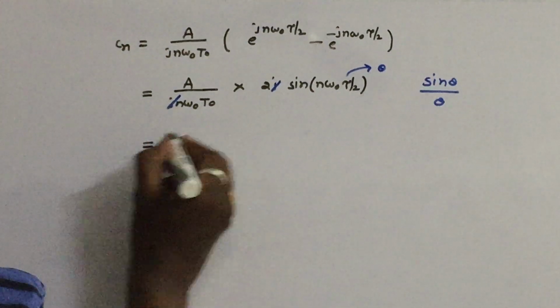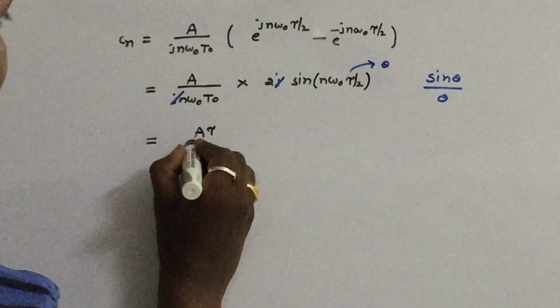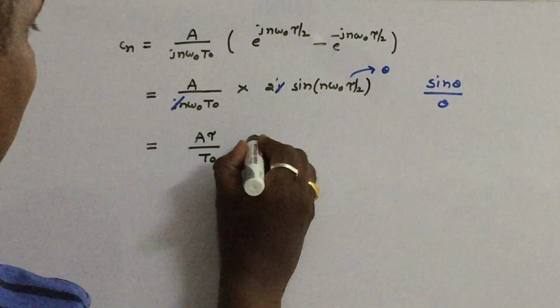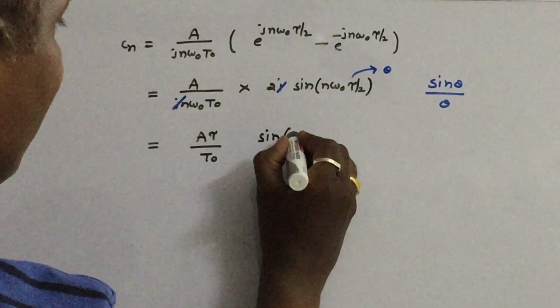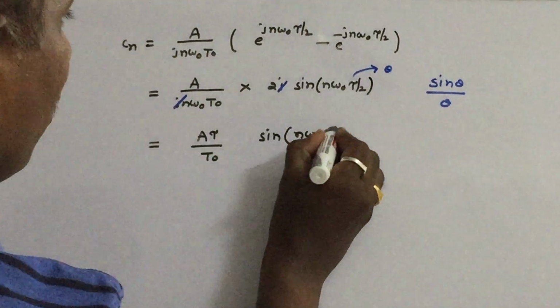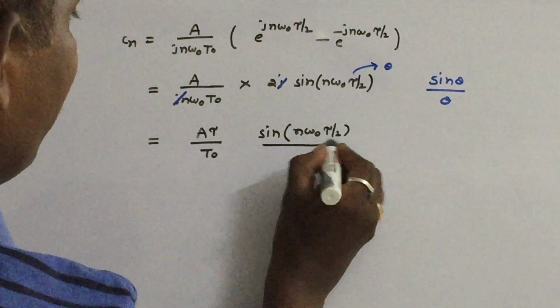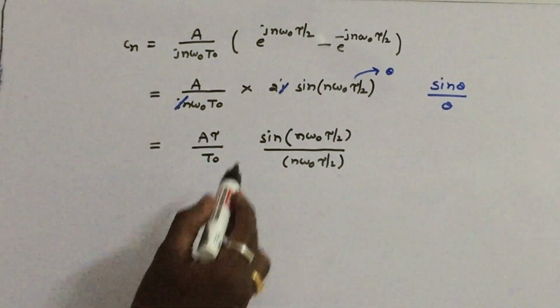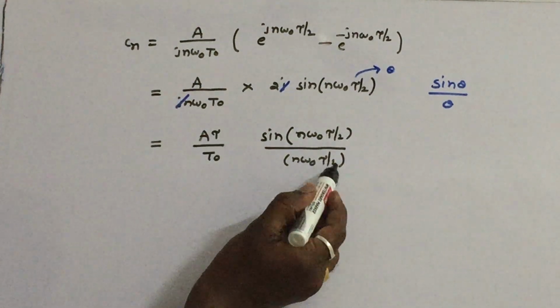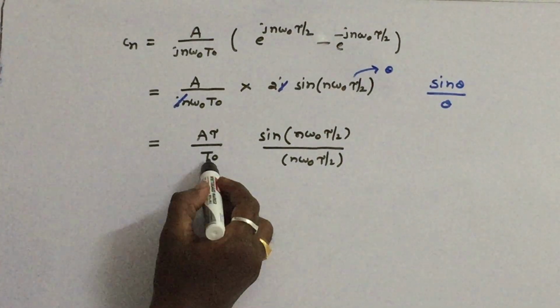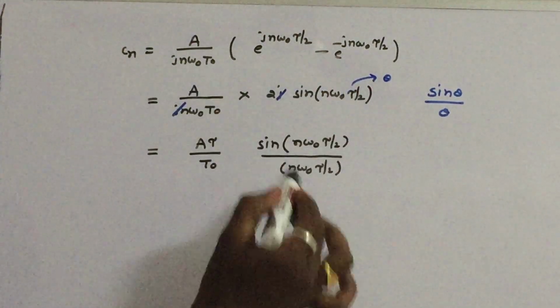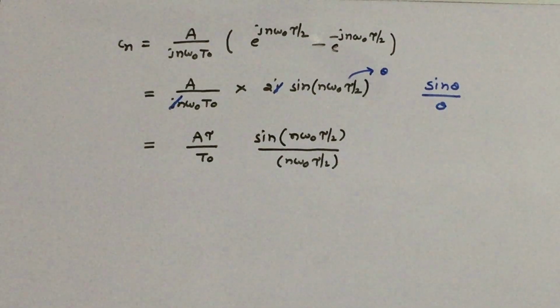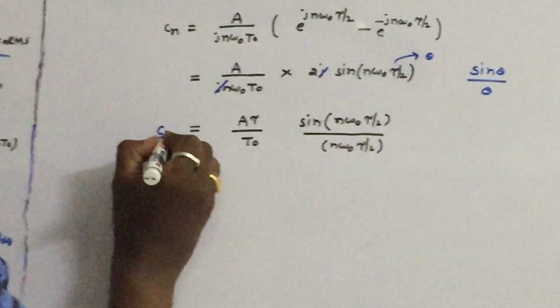So therefore it is written like this, A tau by T naught. Let us see how I convert this. So sine of n omega naught tau by 2 by n omega naught tau by 2. You can check that tau gets cancelled out, 2 will go to the numerator, n omega naught T naught. So the upper term will remain as it is. So this is the coefficient formula Cn.